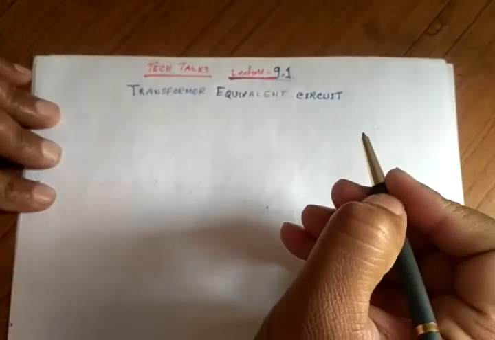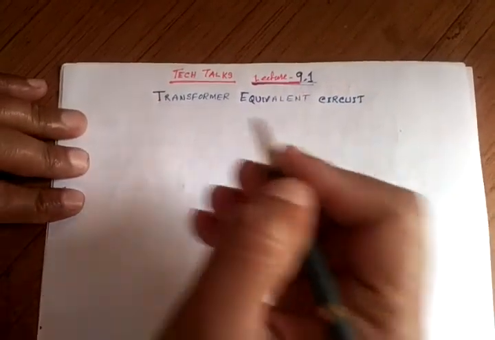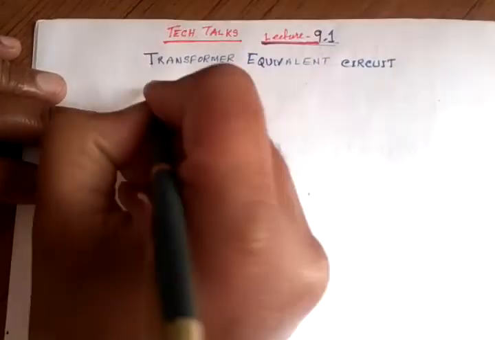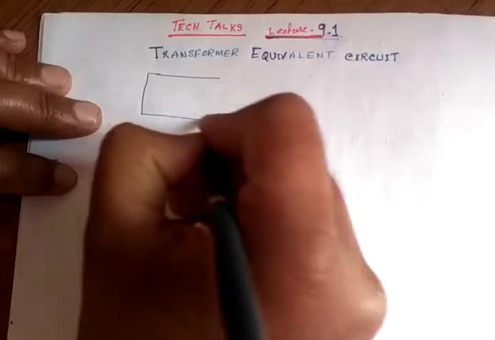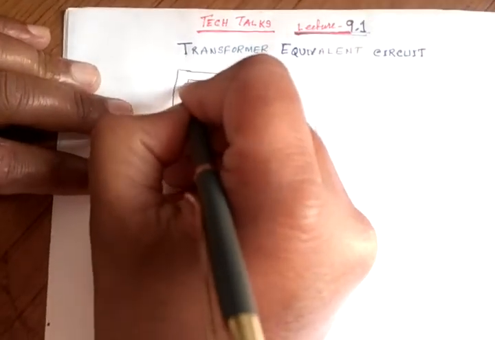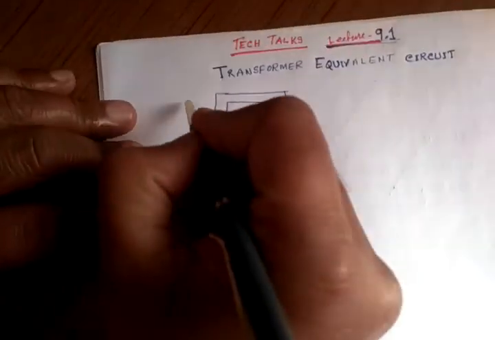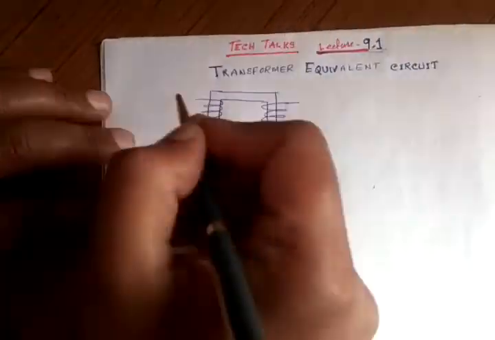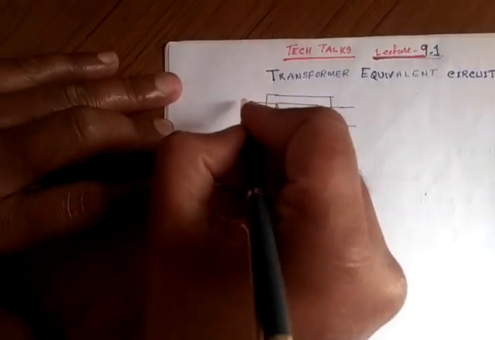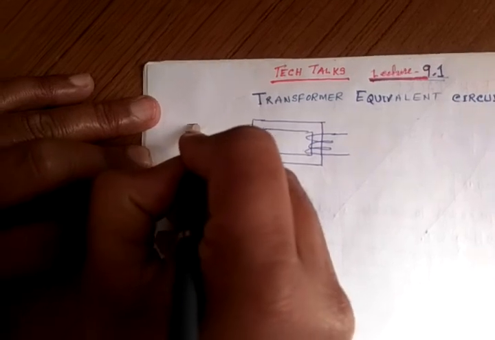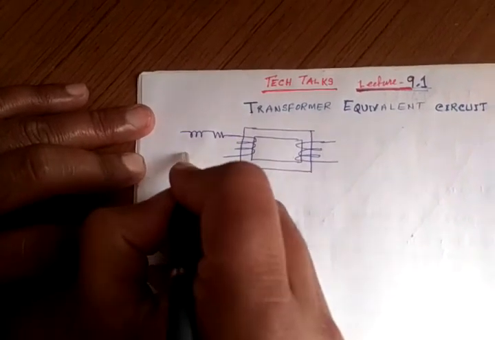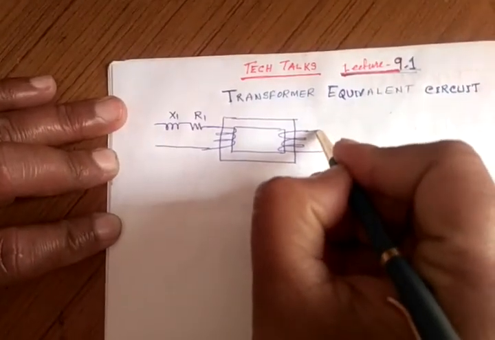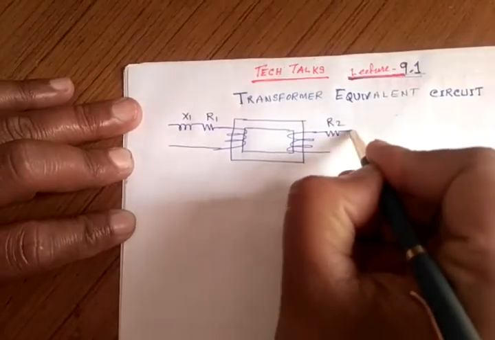Okay, let's talk about the equivalent circuit of a transformer. What we have already learned is that we have drawn a transformer like this. This is the core. I'm drawing it in a very simple way, and for an ideal transformer we have shown it like this only. In the case of a practical transformer we have added two things: this we called X1, this is R1. Similarly on this side R2 and X2.